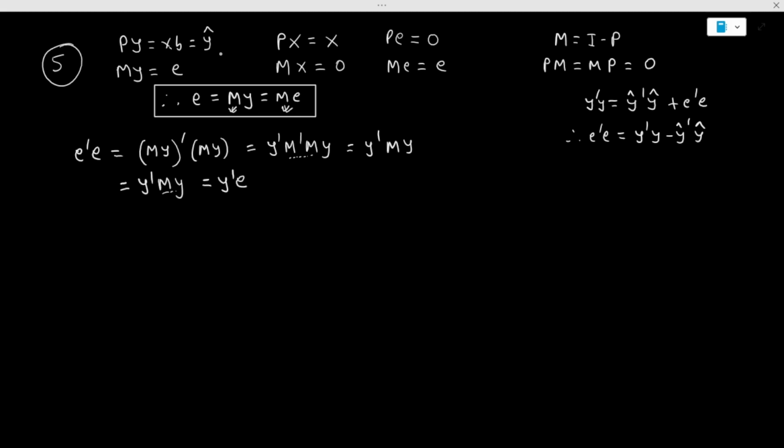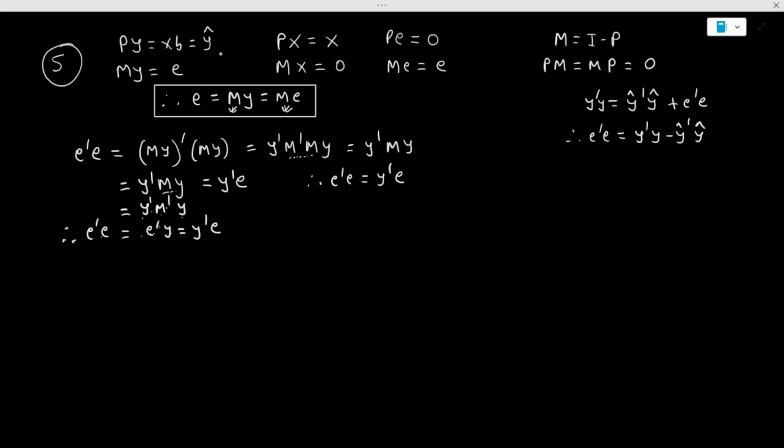So this is one relationship, therefore. Otherwise, let me expand it again. So this is y transpose M transpose y, and in place of y transpose M transpose, this can be written as e transpose, because e is equal to My and its transpose is equal to y transpose M transpose, and we are left with y. Therefore, e transpose e is equal to either e transpose y or y transpose e.